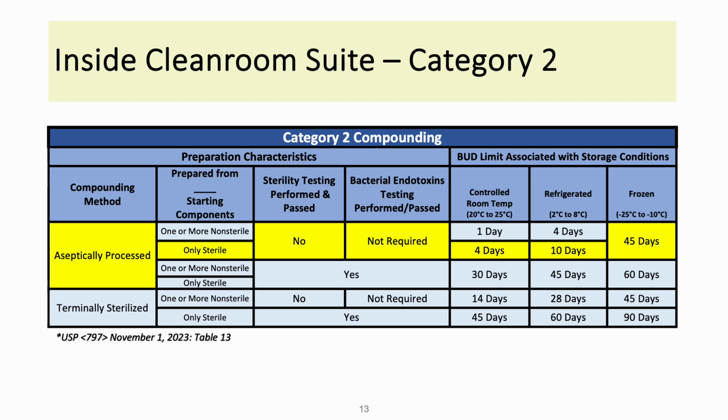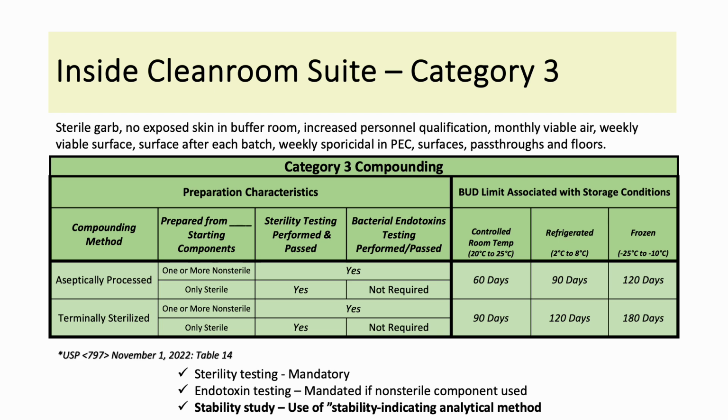This slide shows the beyond use date in yellow that most Category 2 hospital pharmacies will be assigning. The reason for this is because we usually only aseptically process sterile ingredients, and we don't really do any kind of sterility testing or bacterial endotoxin testing. Therefore, we'll be able to assign a beyond use date of 4 days at room temperature, 10 days under refrigeration, and 45 days frozen.